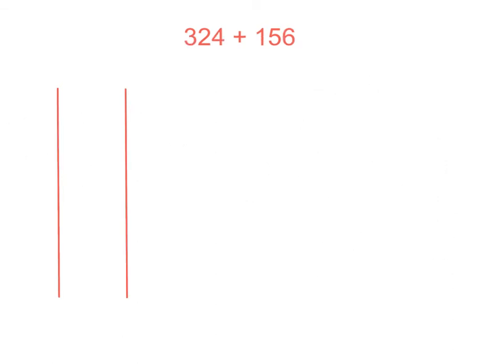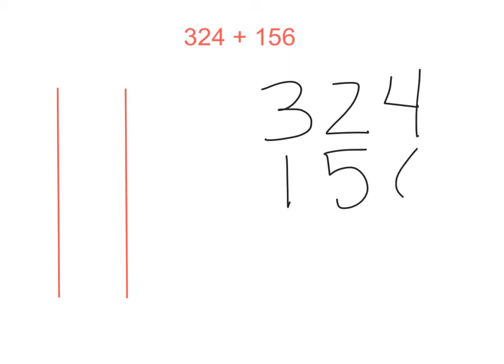Let's look at one more problem together. Here we have 324 plus 156. So again, I'm going to write my problem vertically, making sure that I'm lining up my ones, my tens, and my hundreds. I'm going to place my plus sign and my equal sign. Next, I draw my numbers in my chart. So 324 has 3 hundreds, 2 tens, and 4 ones. 156 has 100, 5 tens, and 6 ones.